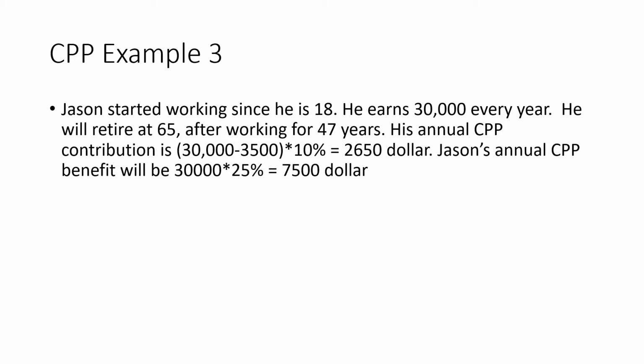Another example. Jason started working since he's 18. He earns 30,000 every year. He will retire at 65 after working for 47 years. His annual CPP contribution is 30,000 minus 3,500 times 10%, which is equal to $2,650. Jason's annual CPP benefit will be 30,000 times 25%, which is equal to $7,500.